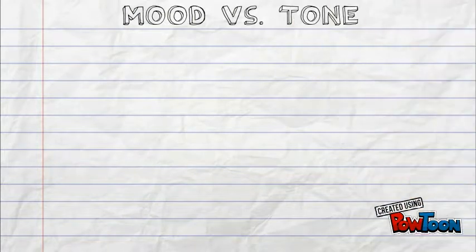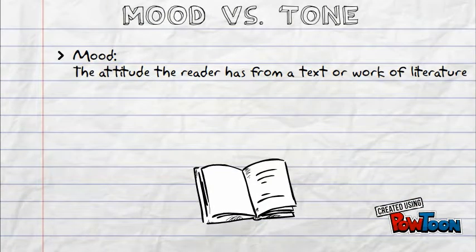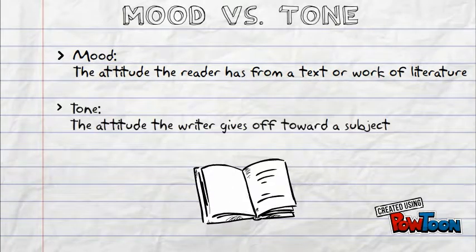Mood and tone are also important aspects of a text. Mood is the attitude the reader has from a text or work of literature, and tone is the attitude the writer gives off toward a subject. These create a lot of feelings surrounding the text.